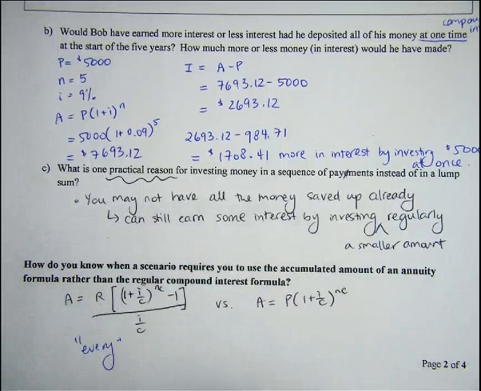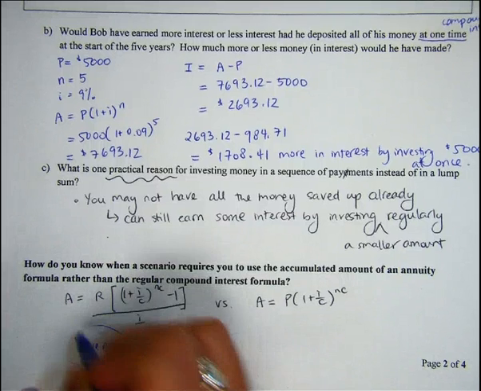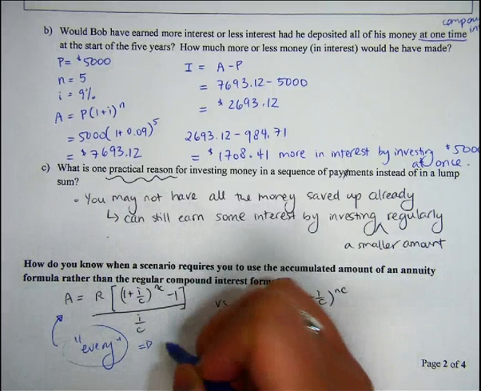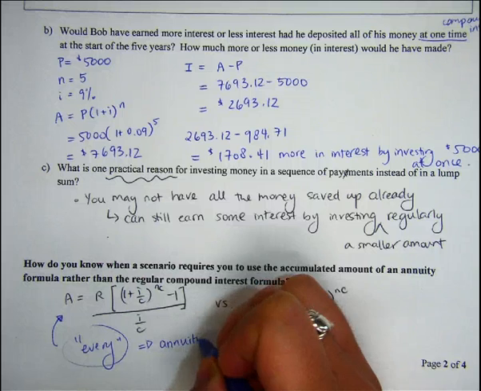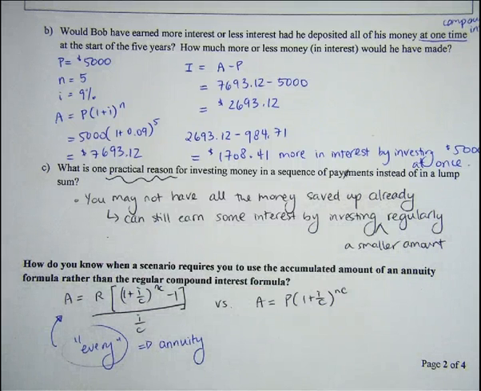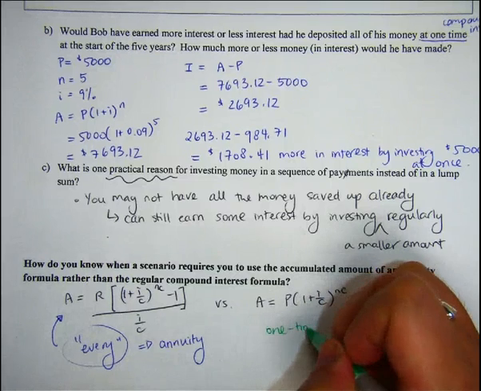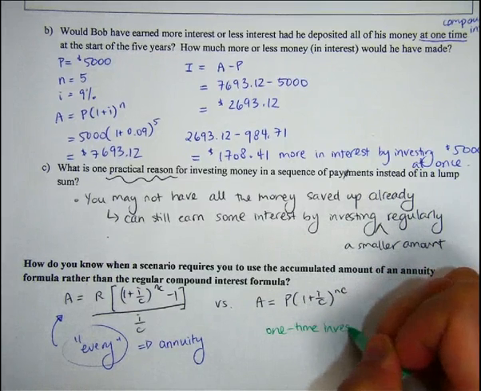And the main word in a problem that's going to give it away is if you see "every." Okay, every year, every month, every week, every day you invest something. Okay, so that's really the key word for how you know you have an annuity. Whereas this formula is used for one-time investments.